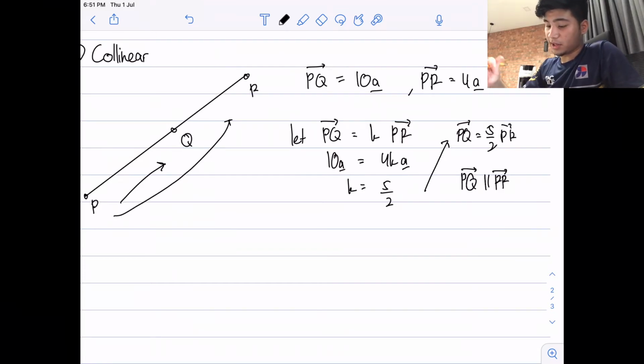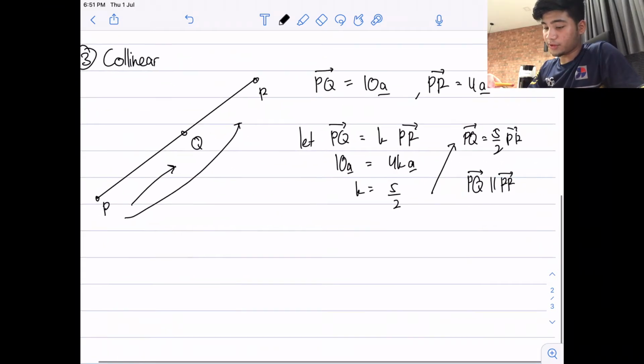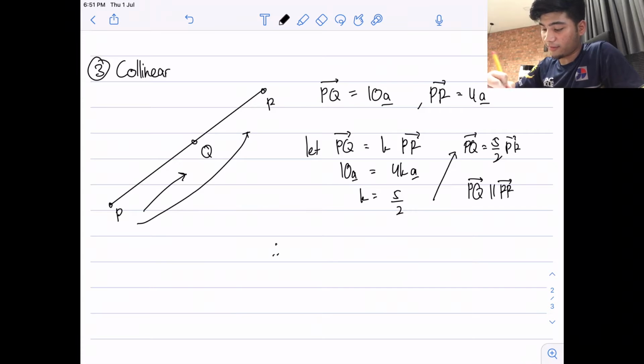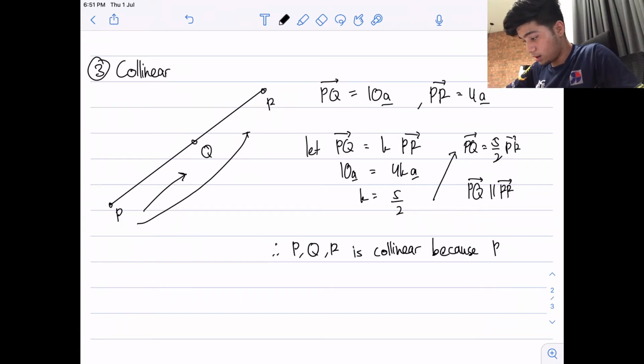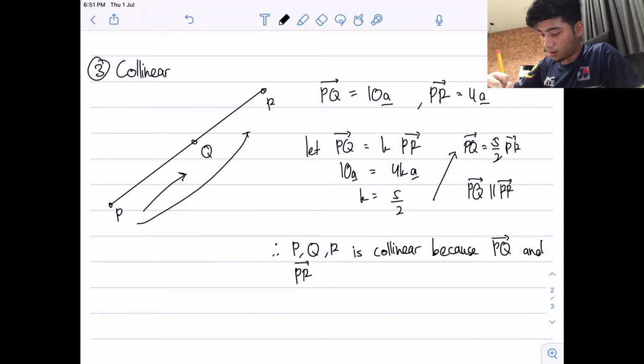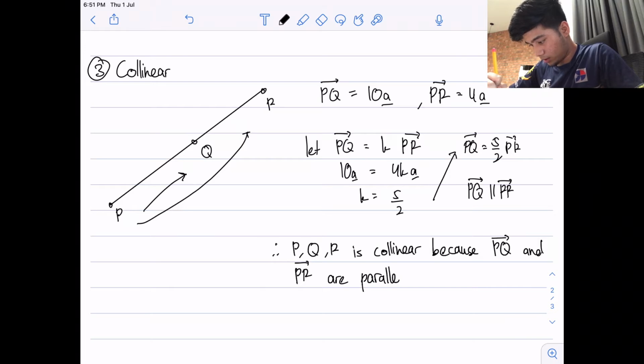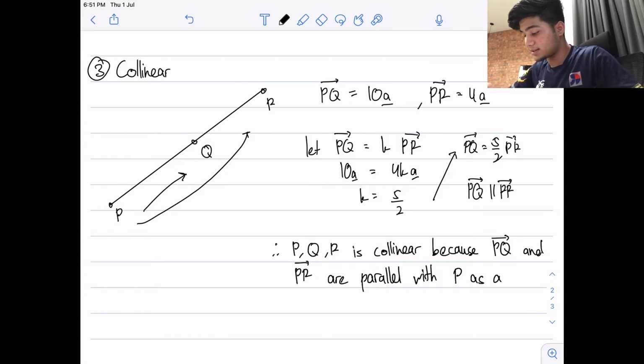And the final piece of working that you need to include to finish up your answer is by writing therefore P, Q, and R are collinear, because vector PQ and vector PR are parallel with P as a common point.